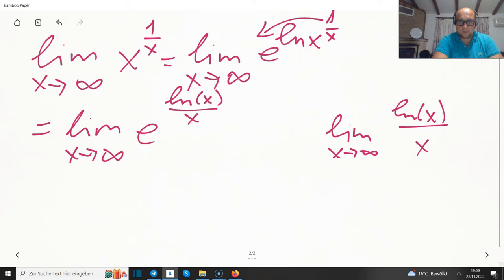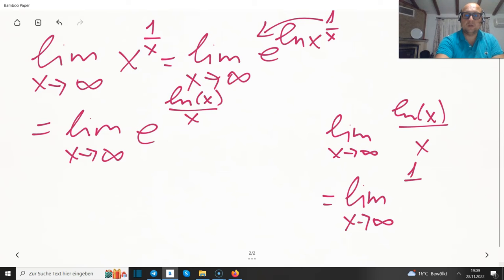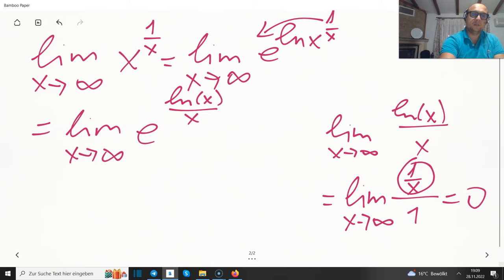What about the pace? Well, let's use L'Hopital again. It tells us it's the limit as x tends to infinity of 1 divided by x, which is the derivative of ln, and 1, which is the derivative of x. If x is running towards infinity, this is going to be 0, so the total result is 0. So once again, if x runs towards plus infinity, this value is e to the power of 0, which is 1 again. This is the second one.